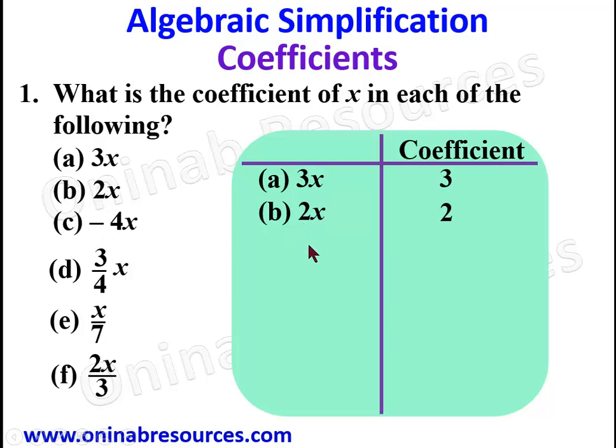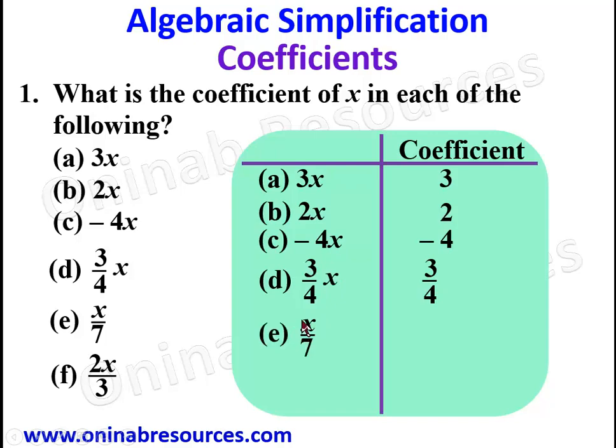So we go to C, negative 4x. For negative 4x, we remove the x, we are left with negative 4. So the coefficient of x in negative 4x is negative 4. We go to D, we have 3 over 4x. In the same way, we remove x, we are left with 3 over 4. Therefore, the coefficient of x in 3 over 4x is 3 over 4.